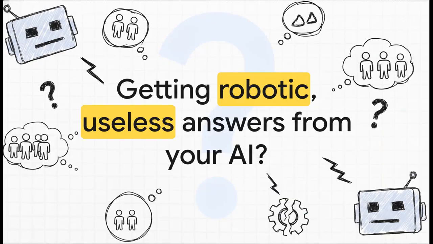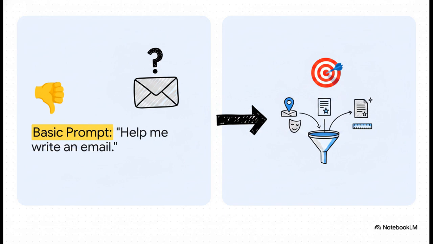You ask your AI for a little help and what you get back is, well, totally generic, kind of robotic, and honestly, just not that helpful. It's so frustrating, right? And it makes you wonder if these tools are really as smart as everybody says they are. But here's the thing, the secret, really. The problem isn't the AI, it's the prompt.